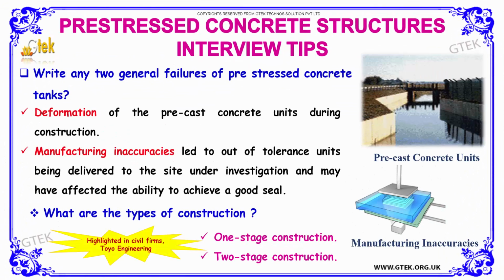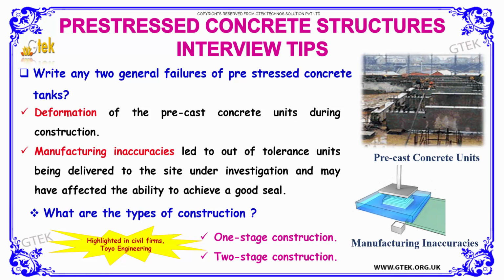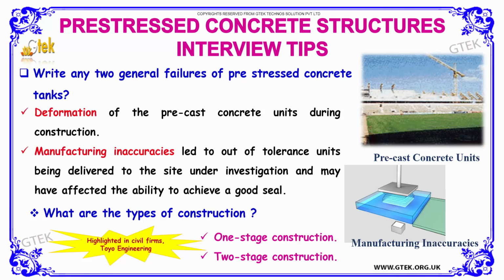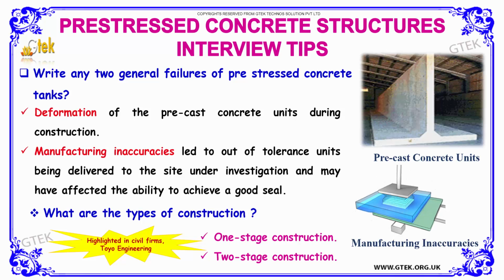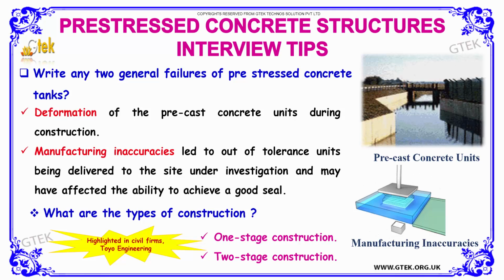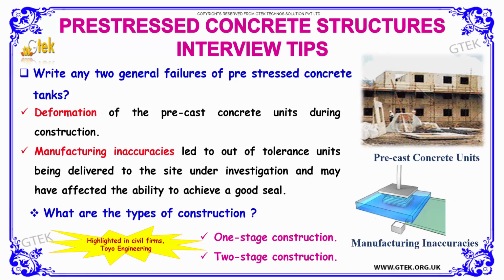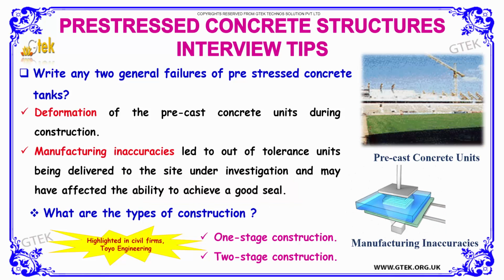We got the next question. Write any two general failures of prestressed concrete tanks. The first failure is deformation and the next one is manufacturing inaccuracies. In detail, deformation of the precast concrete units during construction may lead to failure, and the manufacturing inaccuracies lead to out of tolerance units being delivered to the site under investigation, and it may affect the ability to achieve a good seal. So these are considered to be the failures of prestressed concrete tanks.